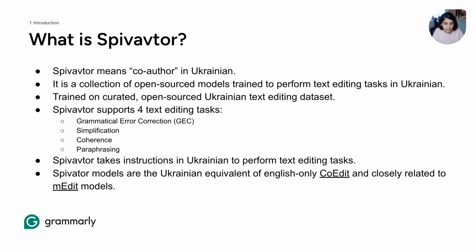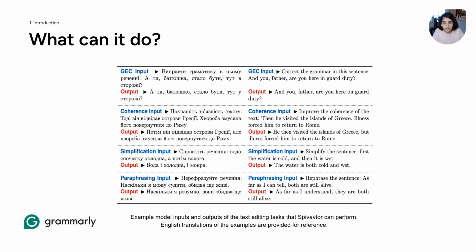Spivavtor can perform 4 types of tasks today: grammatical error correction, simplification, coherence, and paraphrasing. The reason we picked these 4 tasks is because we think they are largely representative of the most common types of text editing tasks, and it was easier to find data in either English or Ukrainian for these tasks. But Spivavtor is a Ukrainian model. It takes instructions as well as the input in Ukrainian and outputs in Ukrainian as well. Spivavtor models are very closely related to previous work, which is the CoEdIT and MEdIT models released by Grammarly.